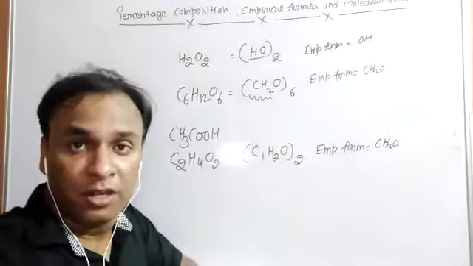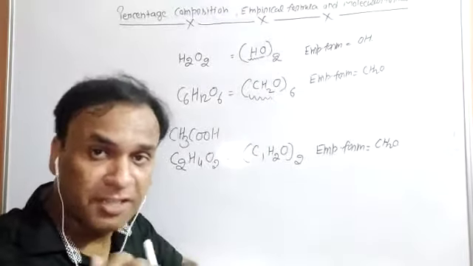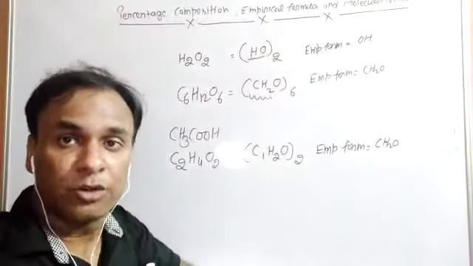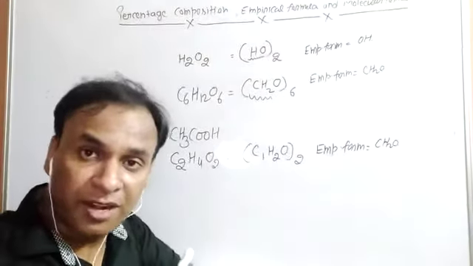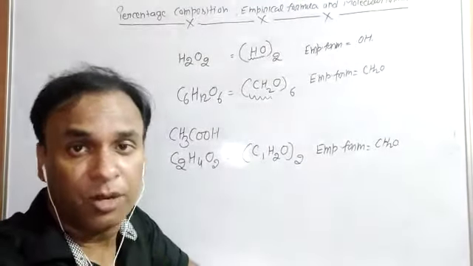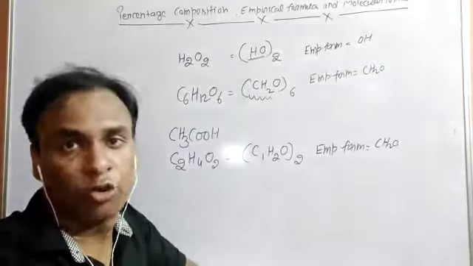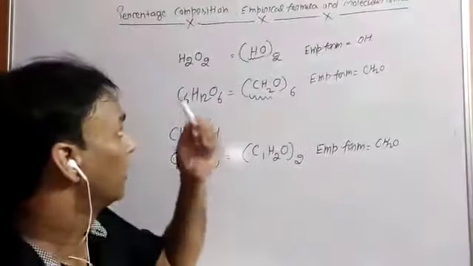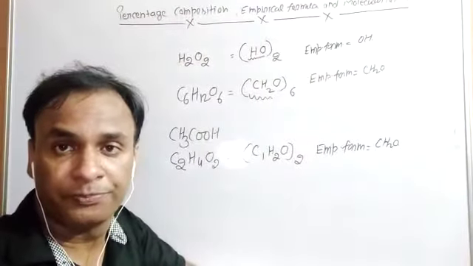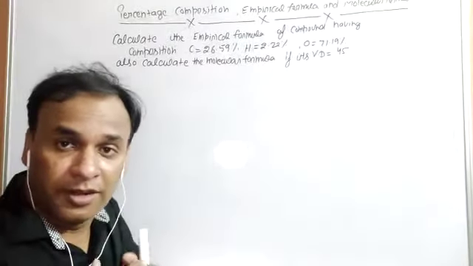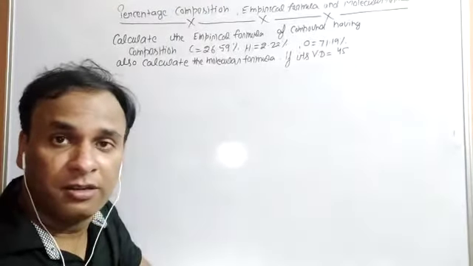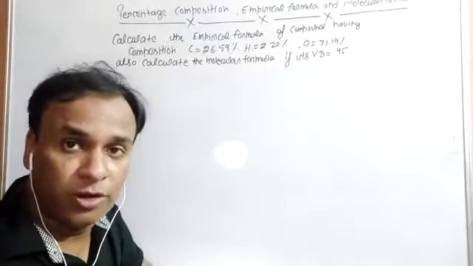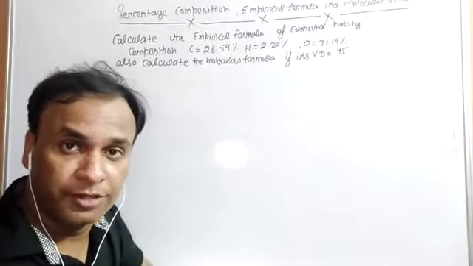This is the empirical formula. Empirical formula is a formula which gives the simplest ratio of atoms in a molecule. That is called empirical formula. Empirical formula of a compound depends on the percentage of elements. With the help of percentage, we can calculate the empirical formula. Now, with the help of a numerical, I'm going to explain how the molecular formula or empirical formula can be calculated.